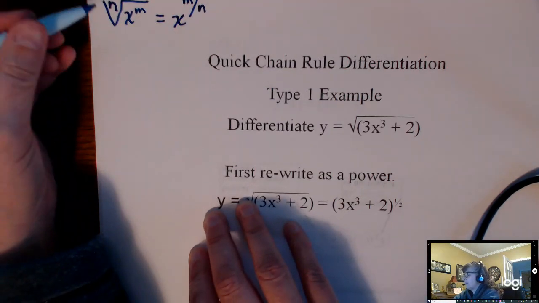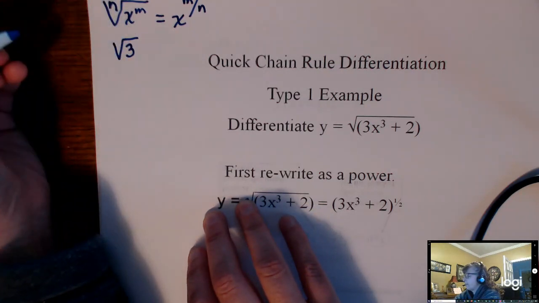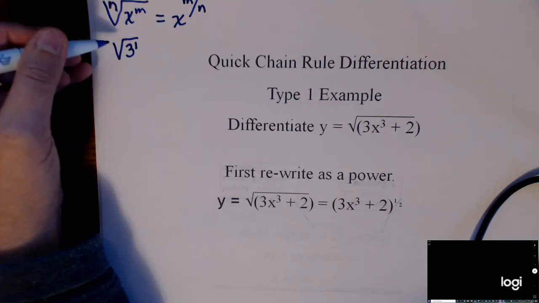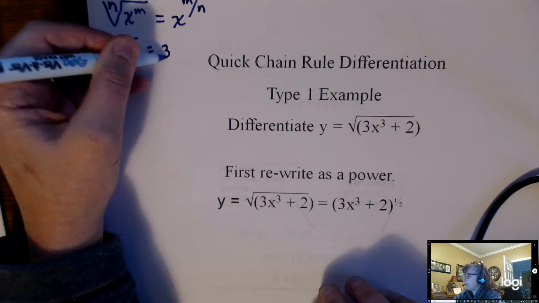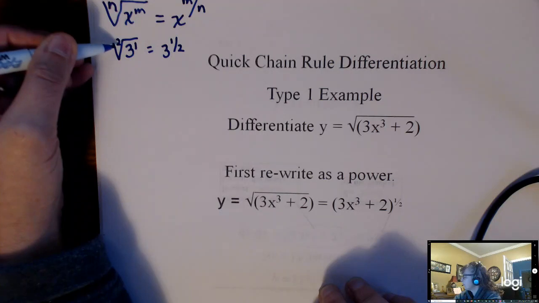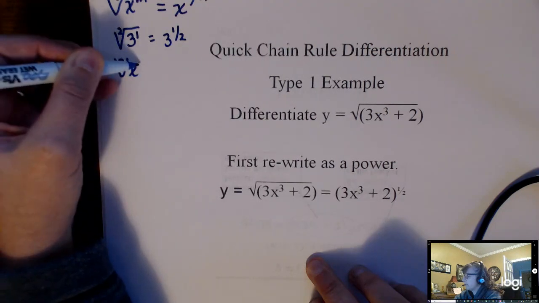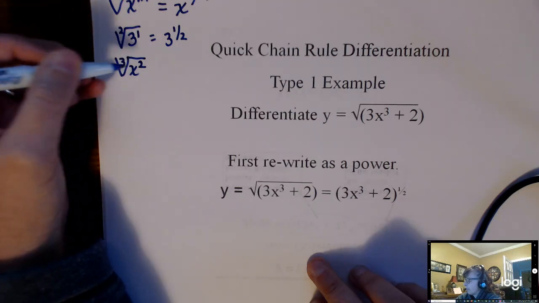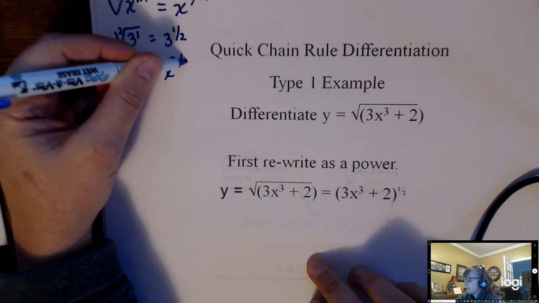Now we know that, but I've seen a lot of mistakes over the years. So if you had the square root of 3, there's an understood exponent of 1, 3 to the 1, and there's an understood index of 2. So this would be 3 to the 1/2 because the exponent was 1 and the index was 2. But if you had the cube root of x squared, the exponent isn't 1 anymore, the exponent is 2 and the index is 3. So this would be x to the 2/3.